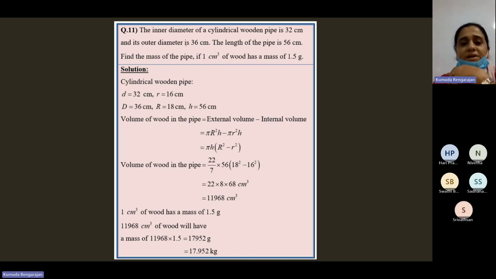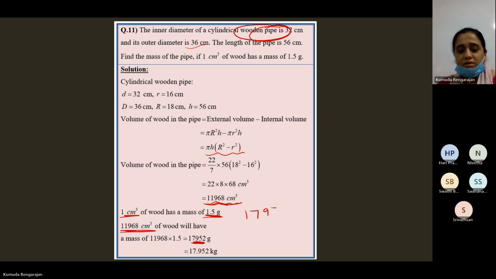So you must find how much centimeter cube is there in this wooden pipe by using this formula pi h (capital R square minus small r square). This is the volume of this pipe. So 1 centimeter cube is 1.5 grams, so you should multiply this volume by 1.5. You get 17,952 grams. To convert it to kilograms, divide by 1000. So 17.952 kilograms.